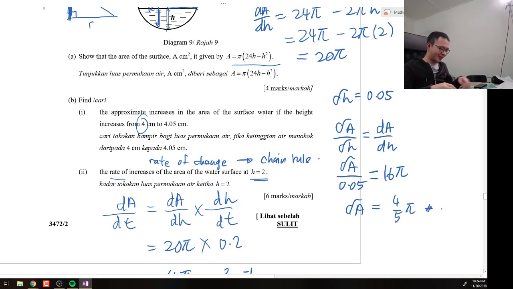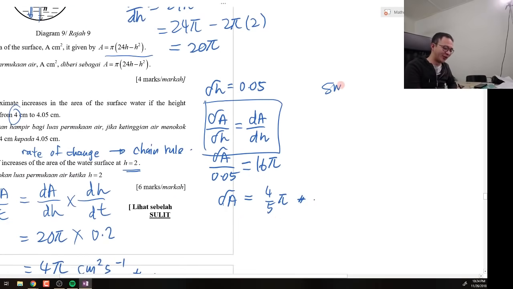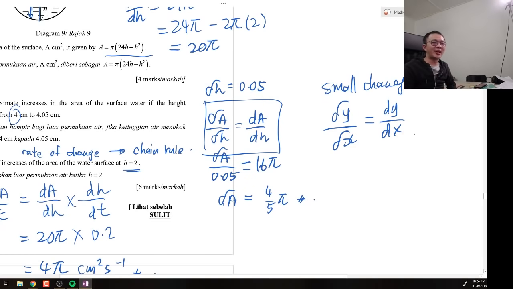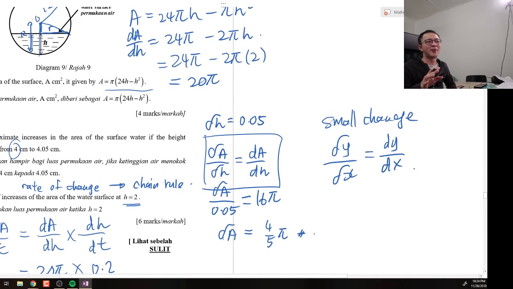If you don't understand, maybe you can ask your friend. And yeah, a lot of students ask about small change. This one basically is the formula for small change. Whenever you see approximate change or small change, the formula is change of y over change of x equals dy/dx. If you do not know what is happening here, go check out my small change video. It's very simple. You just always substitute the value into it.